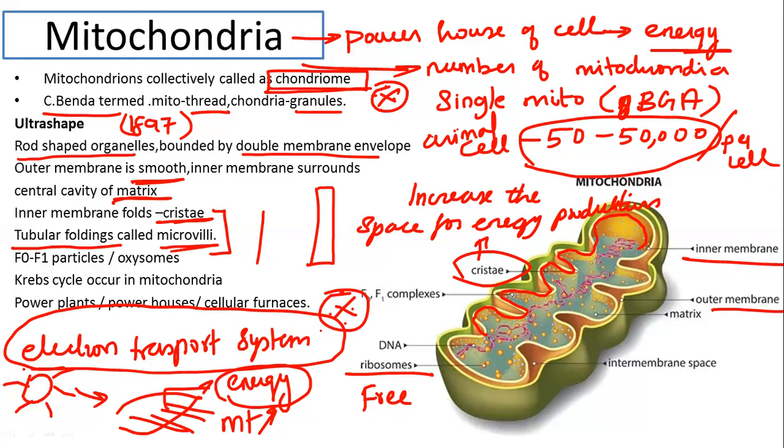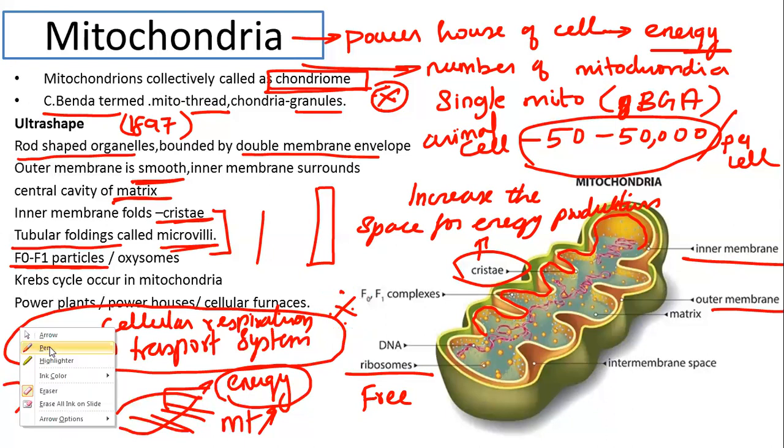Till now you all know what mitochondria is. Mitochondria is the powerhouse of the cell. Apart from that, it also helps in cellular respiration. Remember this point. It also helps in cellular respiration or the electron transport system. For that electron transport system, they have particles called F0 F1 particles.